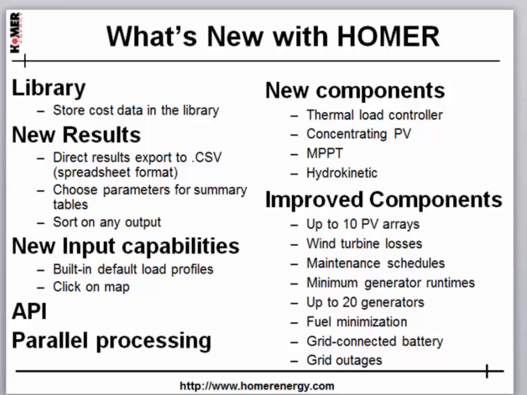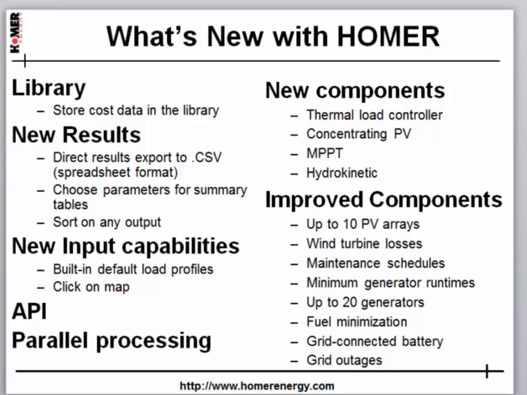We have a thermal load controller, which is now a separate and new component with its own capacity and cost. We've added concentrating photovoltaics. We've added a maximum power point tracker, which Homer 2 sort of assumed you have, but now if you want to, you can give it a cost and an efficiency. The efficiency doesn't have to be linear. We've added hydrokinetic, which is turbines sitting in a river with no dam, or they can also be used in tidal currents, etc.